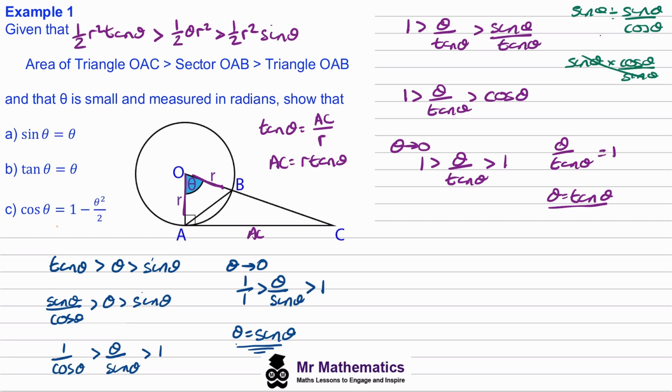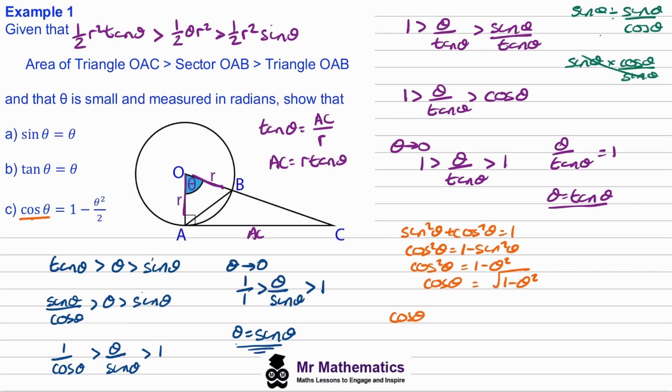For part C, when we look at the cosine of theta, we need to use the Pythagorean identity. And we need to make cos squared the subject. So cos squared will equal 1 minus sine squared. But if theta is small, we know that sine theta is theta. So we'll get cos squared theta will be 1 minus theta squared. So cos theta will be the square root of that. And then we can simplify this using the binomial expansion.